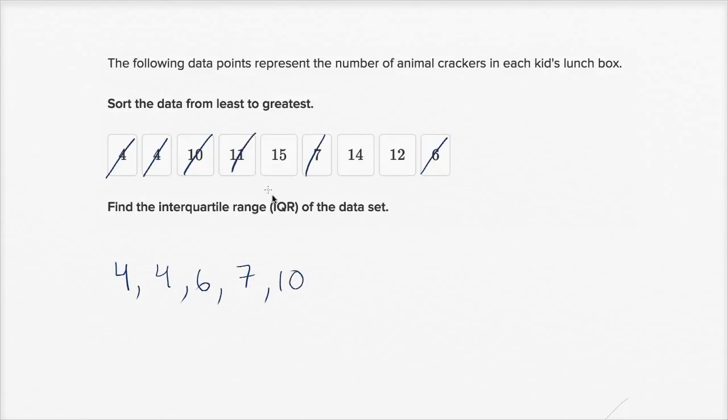And then we get to 11, 12, no 13, but then we get 14. And then finally we have a 15.